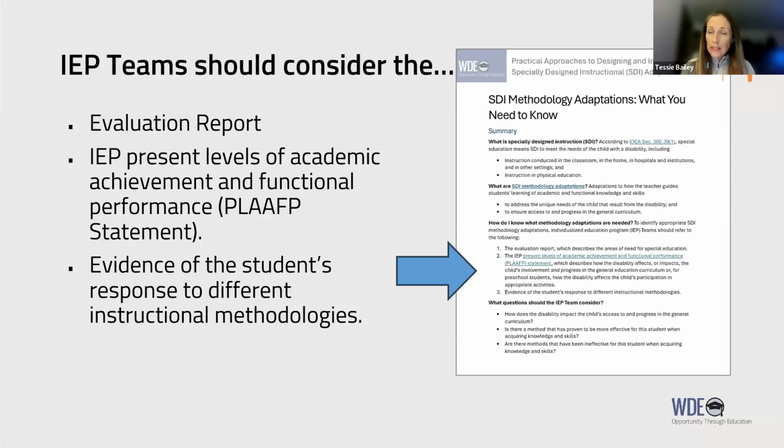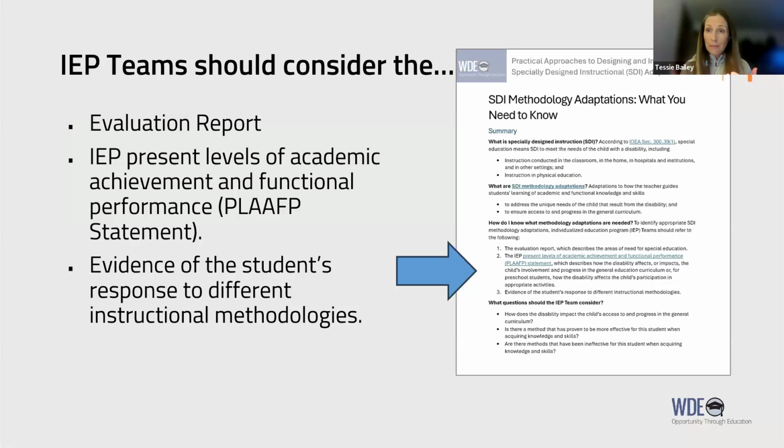So when we look at these considerations, there are three main buckets. You'll see on the right-hand side, that's the handout you have. This information is down towards the bottom of that. But the evaluation report is pretty much your go-to place, because that's how, remember, the student had just become eligible for special education.